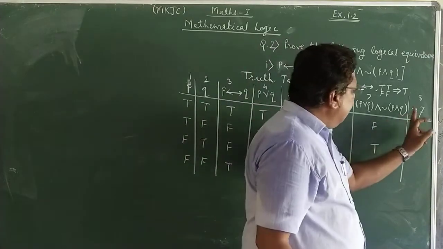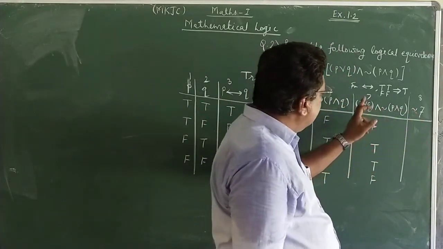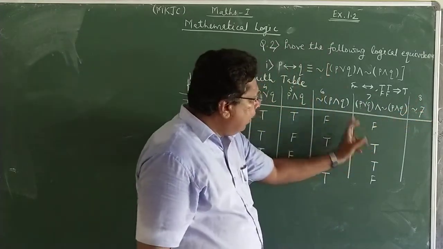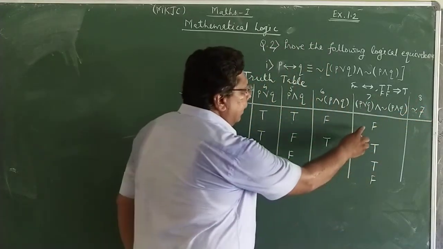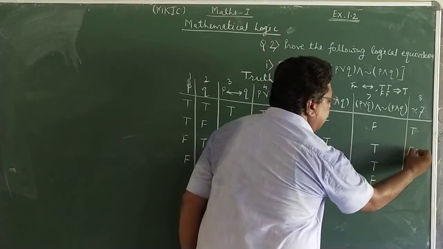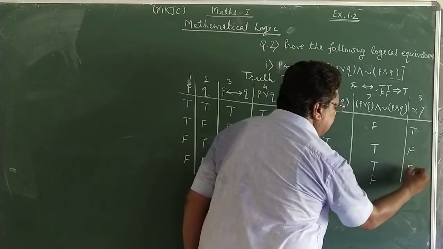Column number 8. It is the negation of column number 7. Write down its negation. Here is false, negation is true. Here is true, negation is false. Here is true, negation is false.